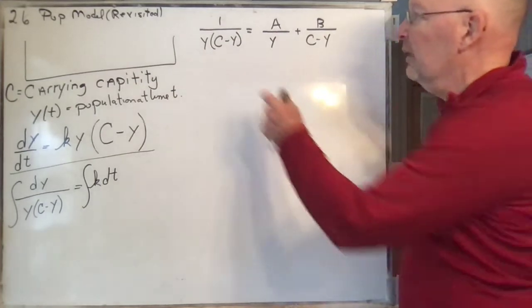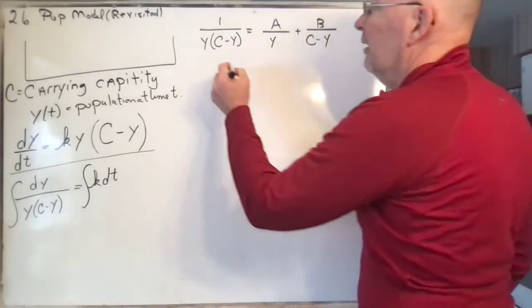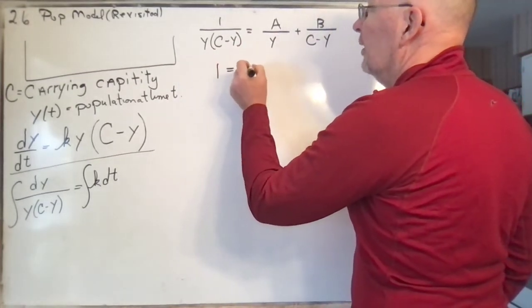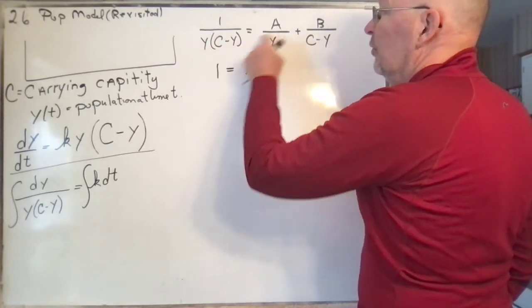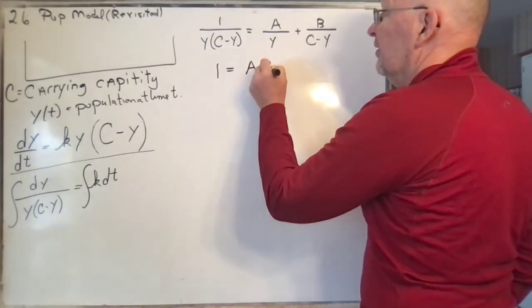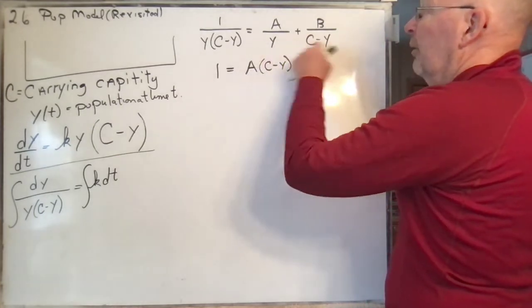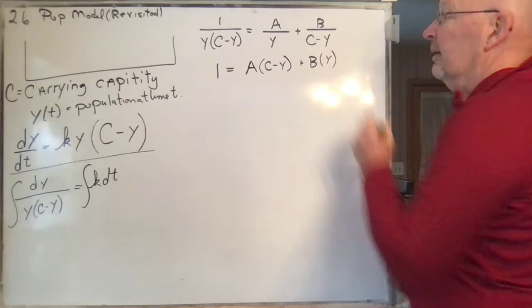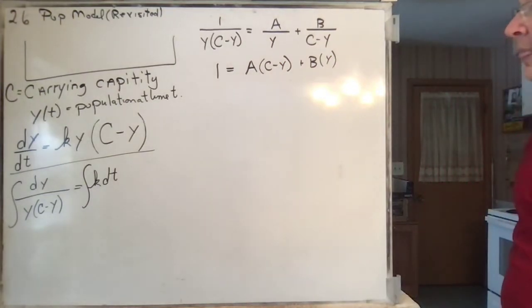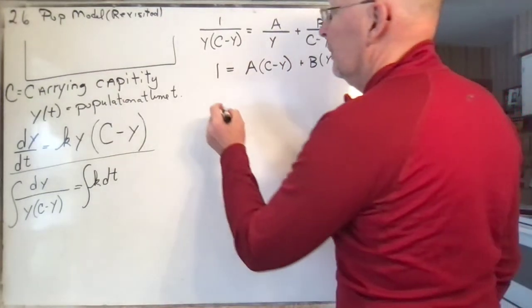So remember how we do it? We multiply through by this denominator. We're going to get 1 is equal to a. These y's are going to cancel, and we're going to get c minus y, and then b, and now those cancel, and we're going to get b times y. So we're going to get that. So now we need to find a and b.